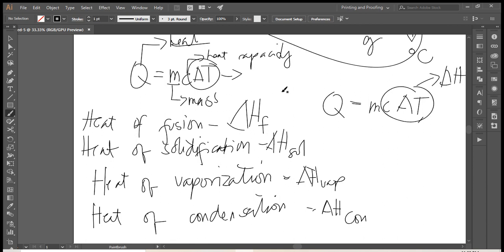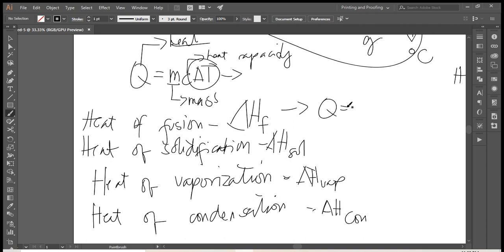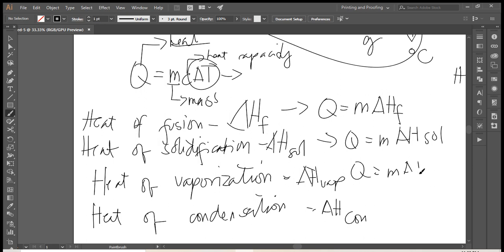So therefore, if it is heat of fusion, the formula would be Q is equal to m change of H. Whether it is heat of fusion, heat of vaporization, or whatsoever, that is the formula you should remember. Just replace it depending on whether it is solidification, vaporization, or condensation. So, Q equals m change of H condensation. That is its structure.